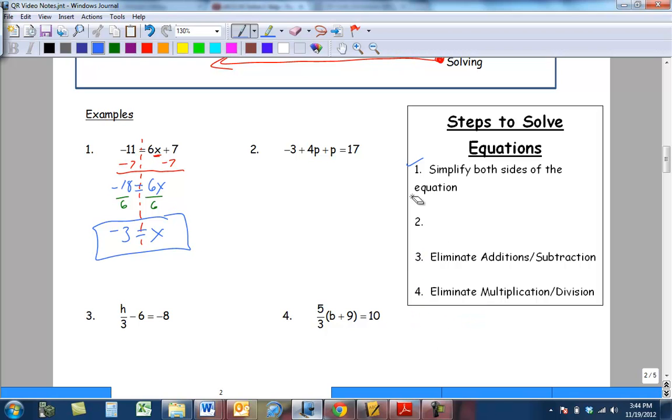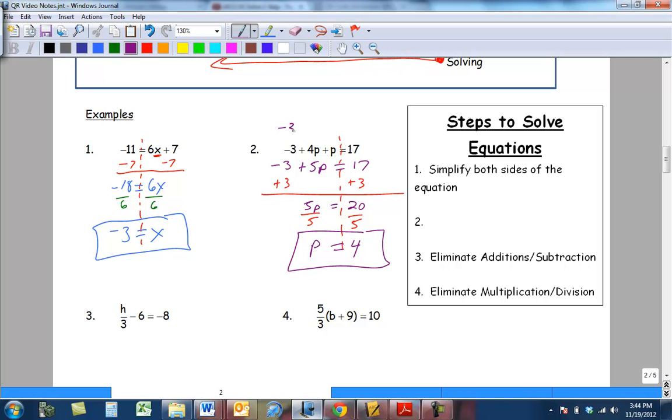Let's try another example. Number 2 here. Draw my line. Simplify both sides. So on this one, negative 3 plus 4p plus p is plus 5p equals 17. Now to get rid of this negative 3, we're going to add 3 to both sides. Get rid of addition and subtraction. So you're left with 5p equals 20. And it says 5 times p. So you're going to divide by 5 on both sides. So you get p is 4.